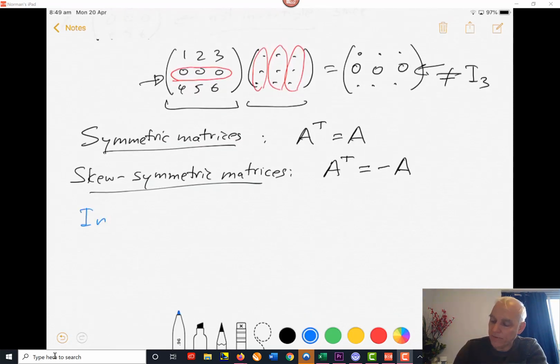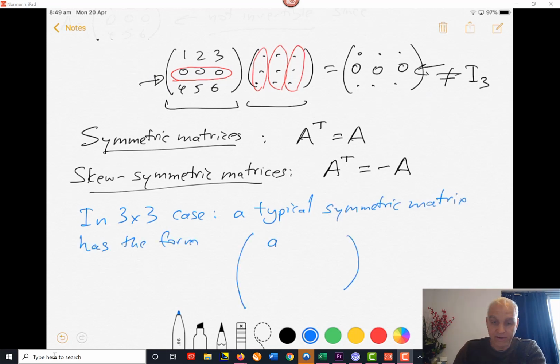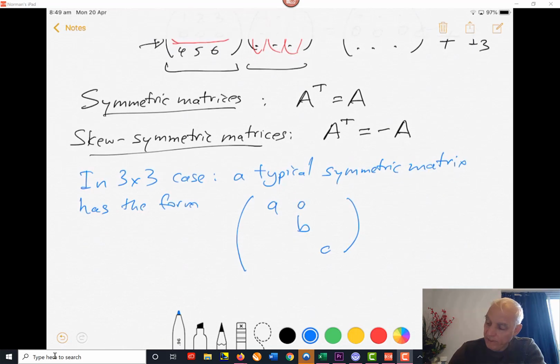Okay, so let's look at the 3 by 3 case. Let me show you what a typical symmetric matrix looks like. It's going to be 3 by 3, and the diagonal elements can be anything they want to be, A, B, C, let's say. And the off-diagonal elements have to correspond because this matrix has to be equal to its transpose. So this D here has to be matched with the D below it. Maybe there's an E up here, then there has to be an E here. If there's an F here, then there has to be an F here. So this is your general expression for a 3x3 symmetric matrix. This is what it looks like.